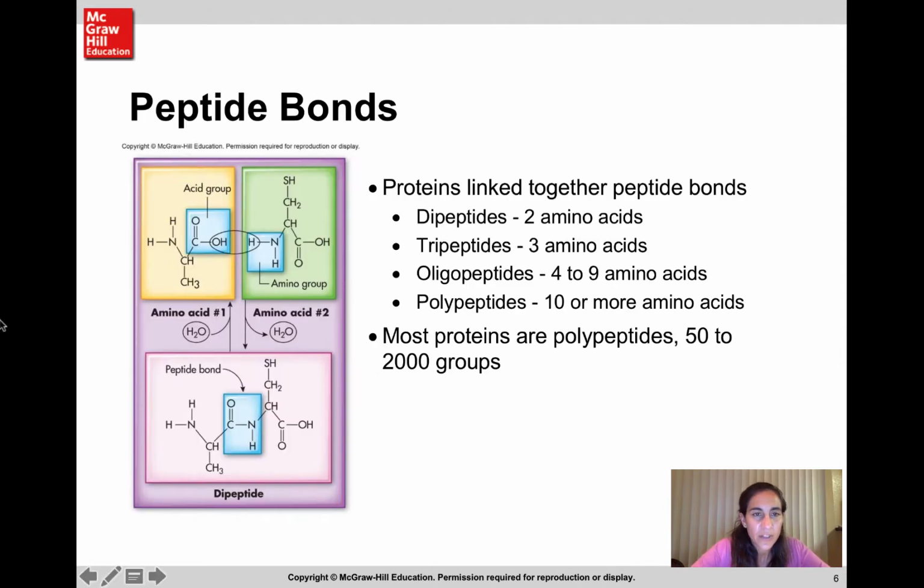Here we see the formation of a peptide bond, which is the joining of 2 amino acids. You can see here the bond is formed between the carboxylic acid group and the amino group, and you can see them joined together from 2 amino acids into a dipeptide. You can form dipeptides, tripeptides, oligo and polypeptides, with proteins consisting of polypeptides and much longer chains consisting of 50 to up to 2,000 amino acids.